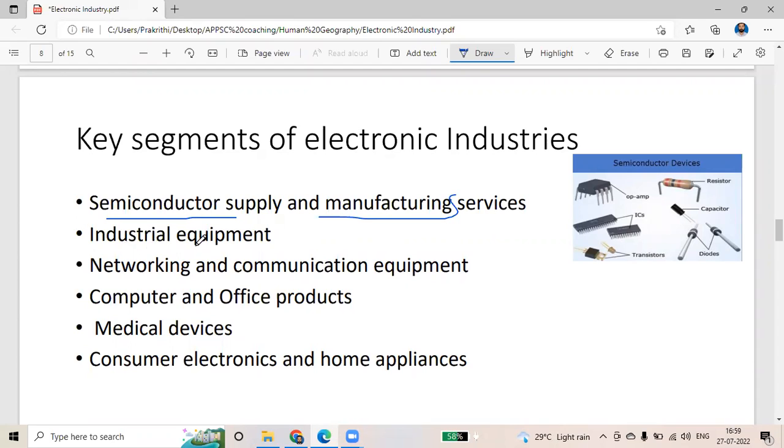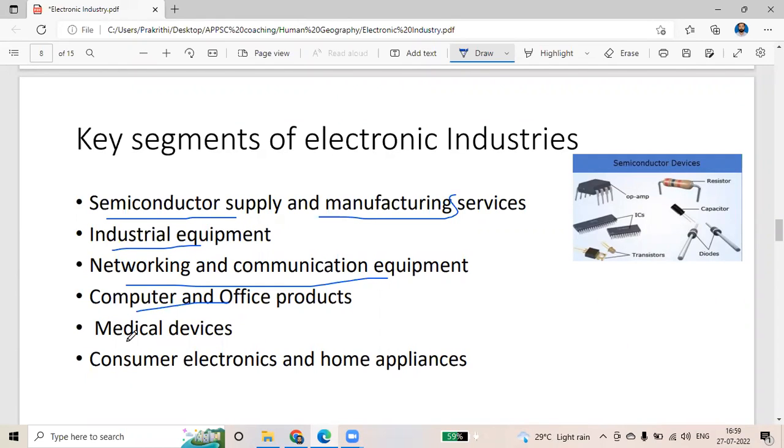Then industrial equipment. What is industrial equipment? We have already discussed that. Then networking and communication equipment. In India, we know how much we depend on this. In a single house we will have a minimum of 3 to 4 mobile phones. That shows the usage of electronics in our homes. Then computer and office products. Along with the computer we have printers, plotters, scanners, everything. So that includes office products. India has a big market for computer and office products.